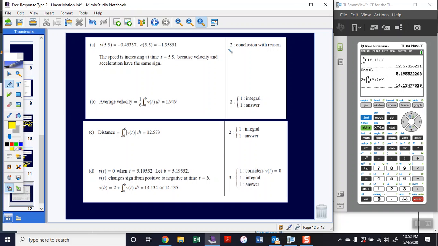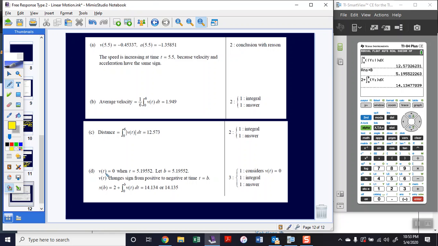You have to have valid reasons, such as making an observation about the two values of the velocity and acceleration. For B, if you have any work at all that shows you know you need the integral of the velocity from 0 to 6, you're going to get a point, and the second point is for the final answer, which means you take the integral, divide by 6, and get the answer they have. Similar for C, if you have the integral of the absolute value of the velocity written on your paper, that is 1 point, and if you correctly compute it with the calculator, that's the second point.